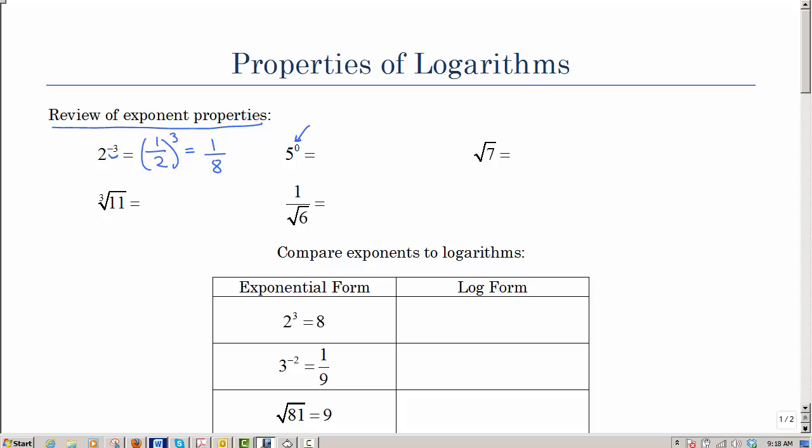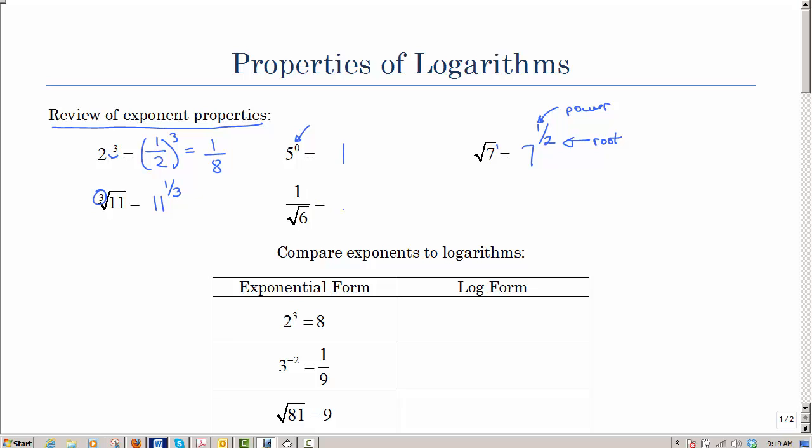When you have something other than 0 raised to the power of 0, it always equals 1. When you have a square root, you need to remember that that is 7 raised to the half power. The bottom number is the root and the top number is the power. So that was like 7 to the first, square root. So if we have the cube root, that's 11 to the 1/3 power.